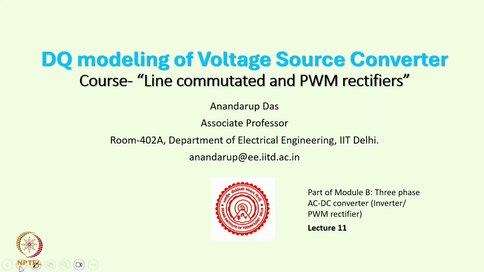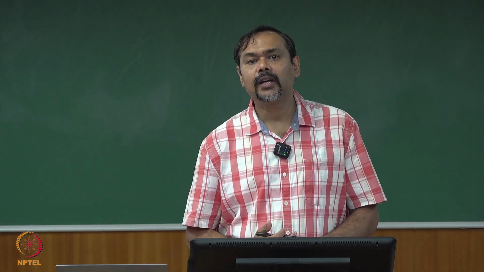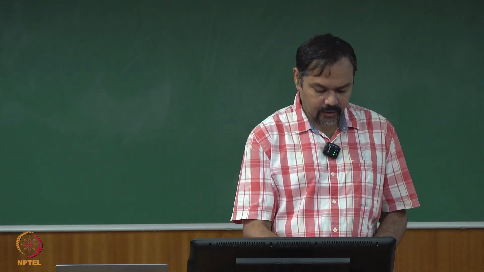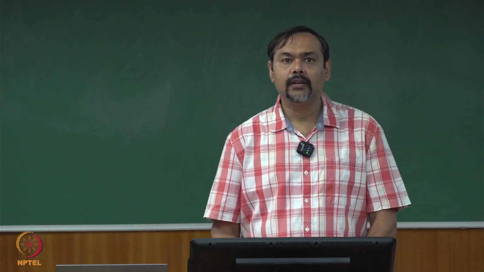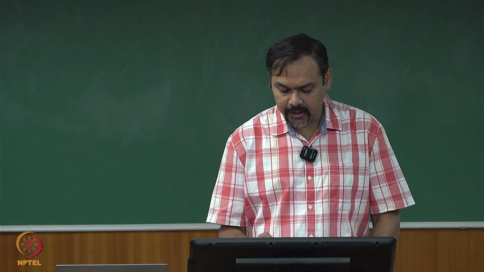Today we will be starting a new session on the course Line Commutated and PWM Rectifiers. So now we have understood what the controller structure is, and now we are going to find out what the small signal model of the voltage source converter is. For this, we have to again rewrite the equations which involve the dq or the DC quantities at a steady operating point, or the quiescent operating point.